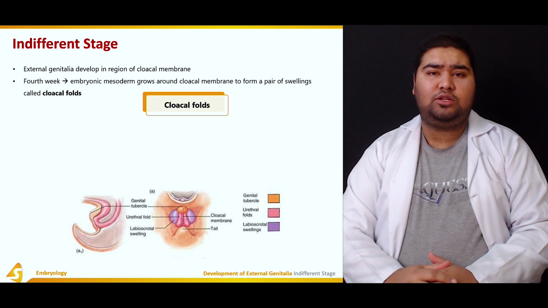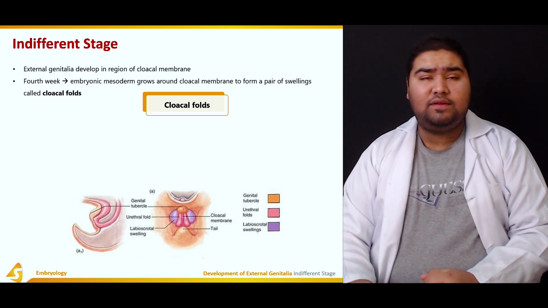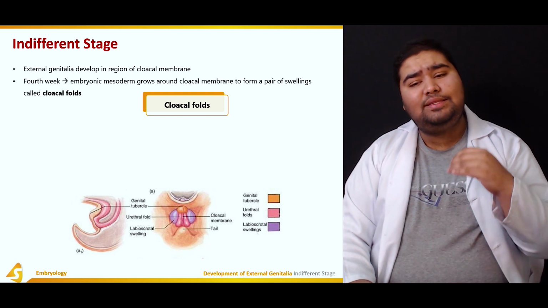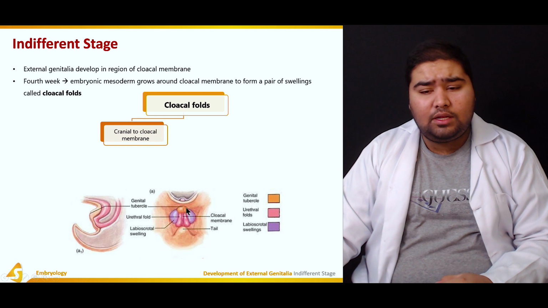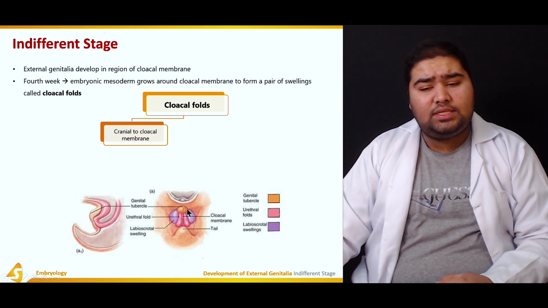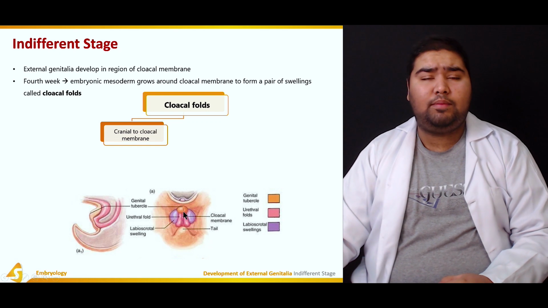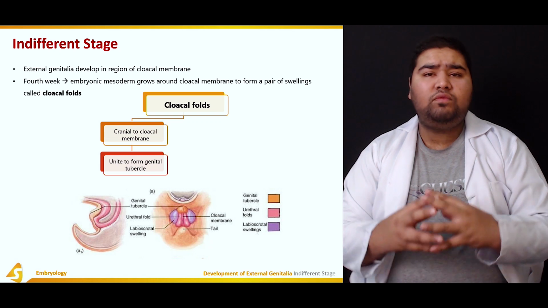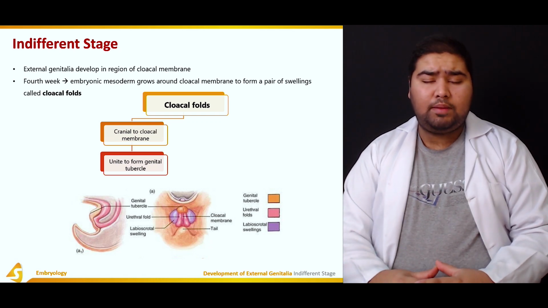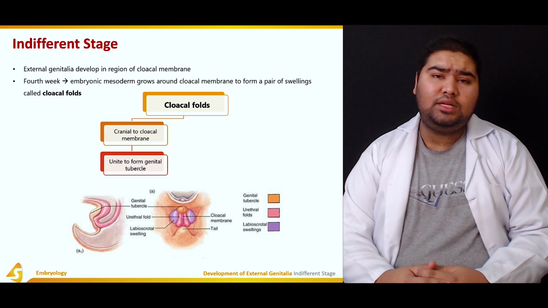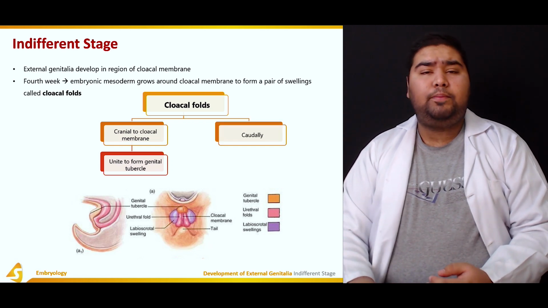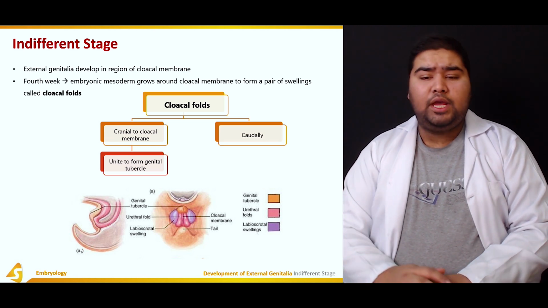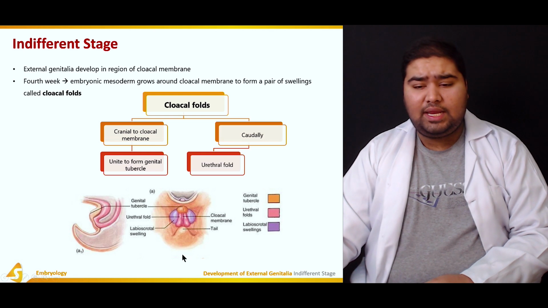So what happens to these cloacal folds? They now differentiate. The part of the cloacal fold which lies cranial to the cloacal membrane, shown in orange, forms the genital tubercle. The portions of the folds that lie cranial to the cloacal membrane unite with each other to form the genital tubercle. The portion of the cloacal folds that lies caudal to this genital tubercle forms the urethral folds, which can be seen here in purple.